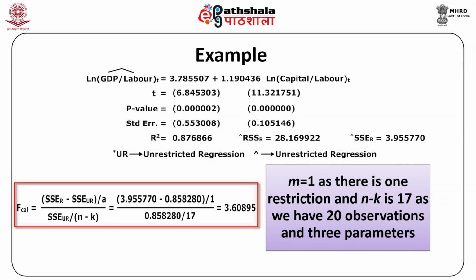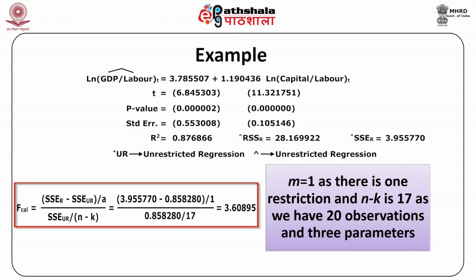F calculated is equal to (SSE_R minus SSE_UR) divided by m, all over SSE_UR divided by (n minus k), which is equal to (3.955770 minus 0.858280) divided by 1, all over 0.858280 divided by 17, which is equal to 3.60895. Here m is equal to 1 as there is one restriction and n minus k is 17 as we have 20 observations and 3 parameters.